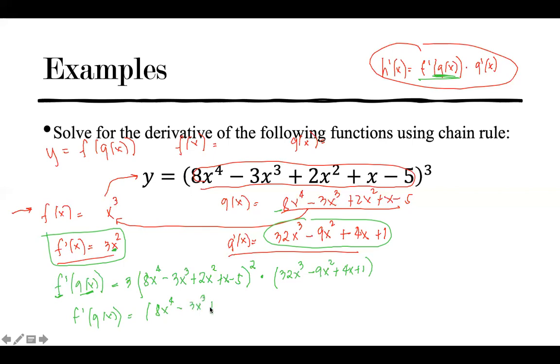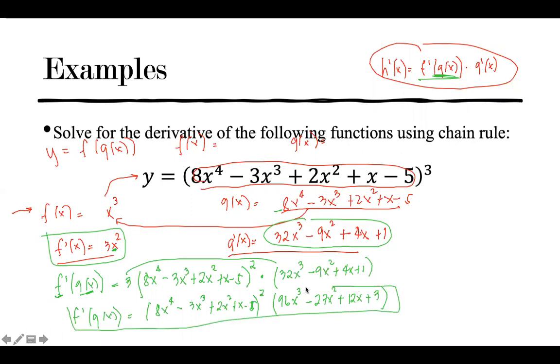So that is why I write this one first. That's how you arrange normally. So squared times, what you'll be doing is you distribute 3 to everything inside this parenthesis. So what will happen will be 3 times 32 is 96x cubed minus 3 times 9 is 27x squared plus 3 times 4x is 12x plus 3. Well, in this example, I will accept this answer.